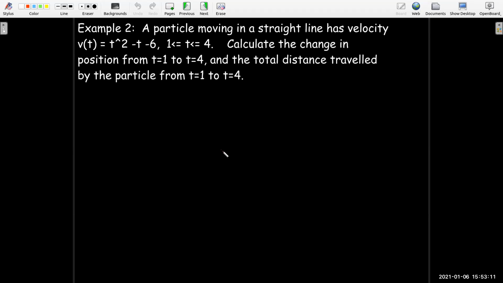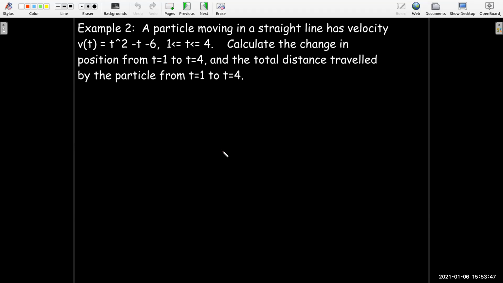Our next example, we have a particle moving in a straight line, and it has a velocity of t squared minus t minus 6 between t equals 1 and t equals 4. What we'd like to do is calculate two things. We'd like to calculate the net change in position, from t equals 1 to t equals 4. And we'd also like to know what is the total distance traveled during that time frame.